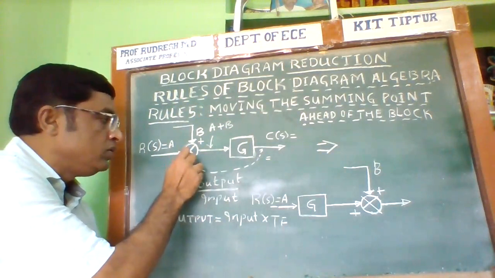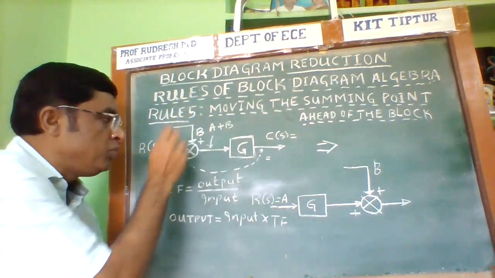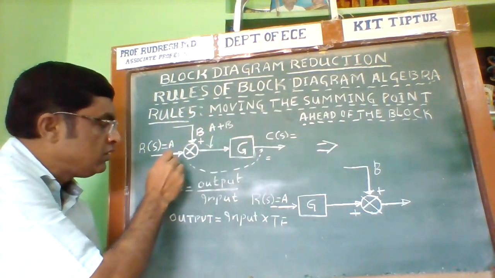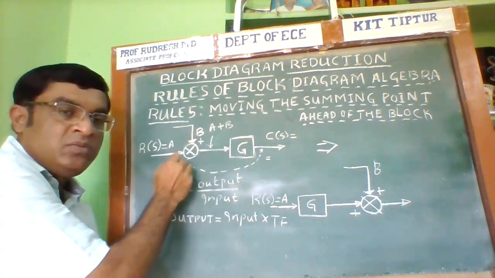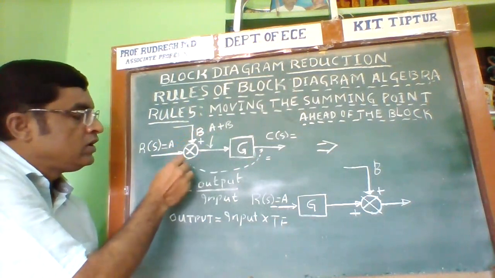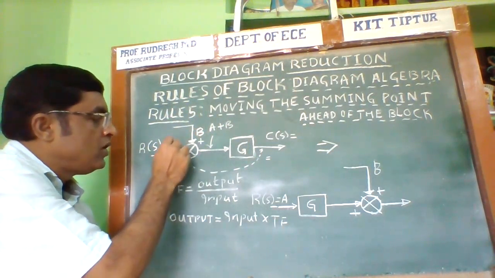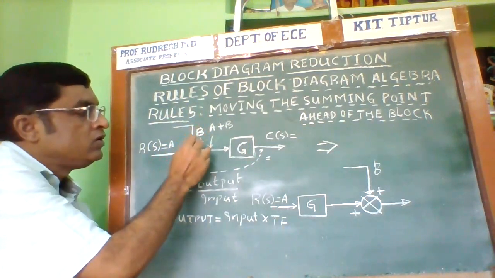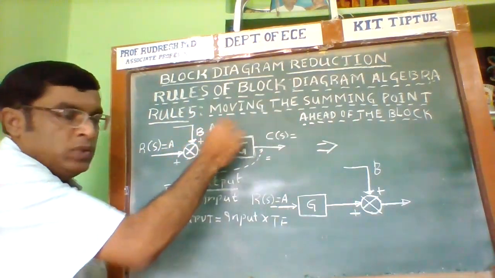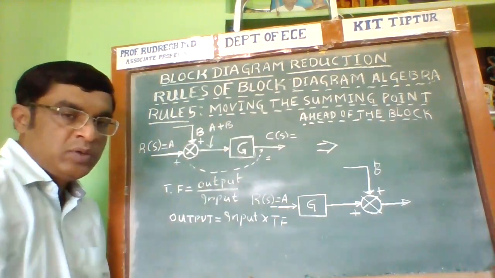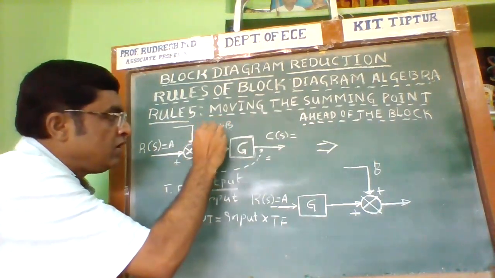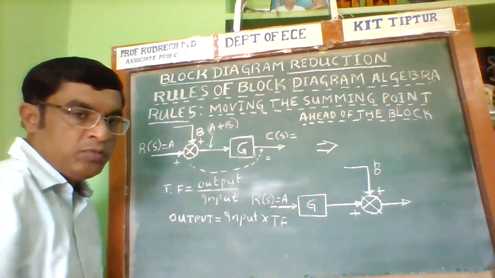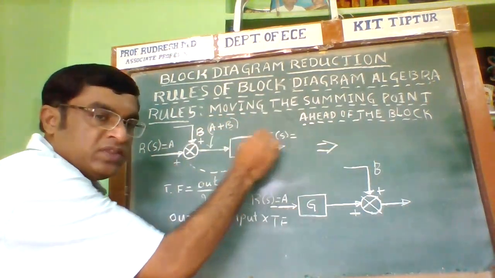In the summing point, A is the input and B is the input. The arrowhead sign indicates whether the signal should be added or subtracted. Here the signal at A is plus, and here also plus, therefore A plus B. The output of this summing point is equal to A plus B. Now this A plus B is the input for this particular block. Then what is the output of the block?